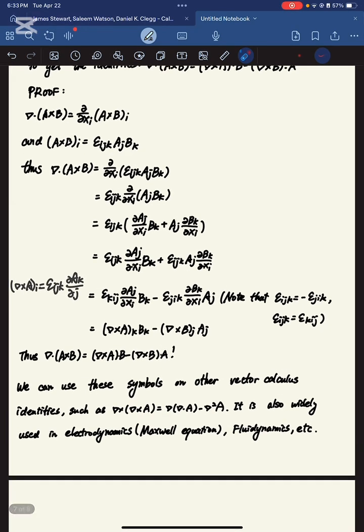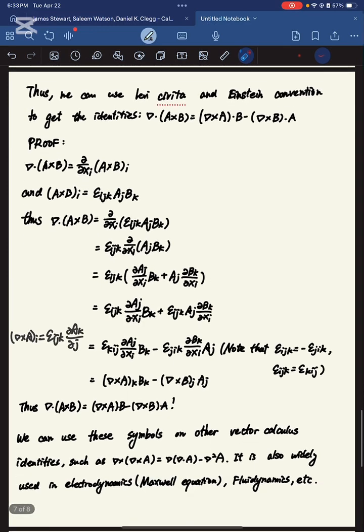And curl and divergence are widely used in electrodynamics and fluid dynamics, and a lot in engineering systems and a lot of things. So it is quite useful.